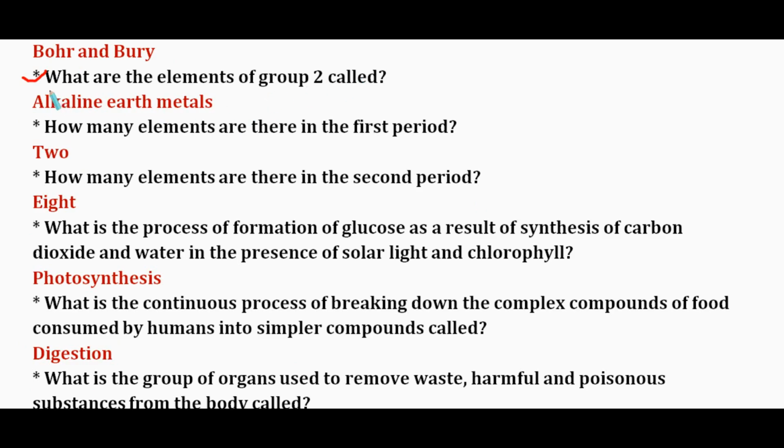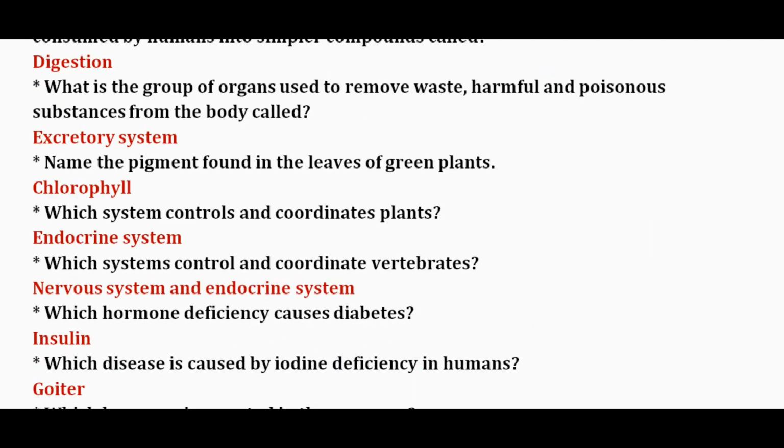What are the elements of group 2 called? Alkaline earth metals. How many elements are there in the first period? 2. How many elements are there in the second period? 8. What is the process of formation of glucose as a result of synthesis of carbon dioxide and water in the presence of solar light and chlorophyll? It is known as photosynthesis. What is the continuous process of breaking down the complex compounds of food consumed by humans into simpler compounds called? Digestion.